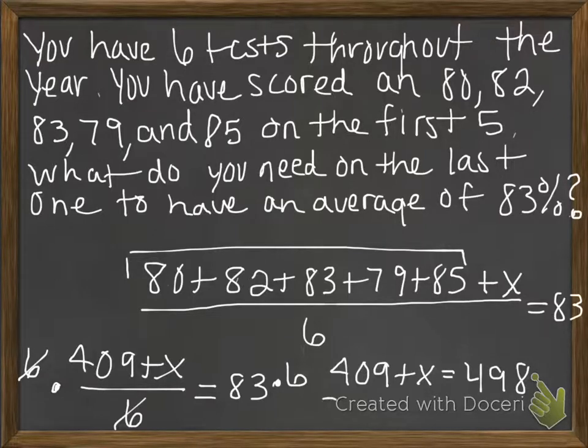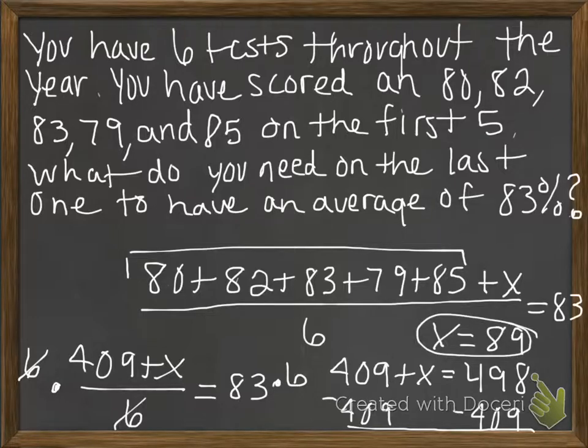To solve this, I subtract 409. And so you're going to get, I'm going to write it up here, x is equal to 89. Okay, which means your final test score has to be an 89%.